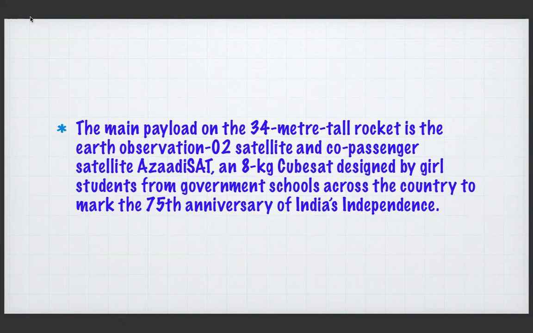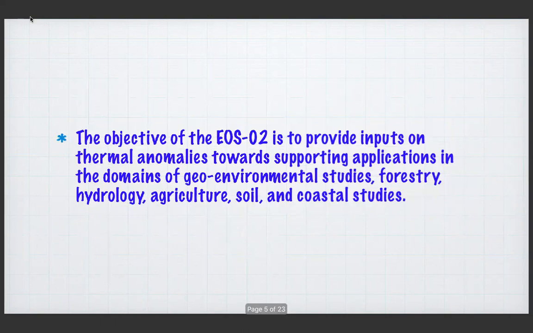In the context of Azadi Ka Amrit Mahotsav, the satellite called Azadi Sat is an 8 kg CubeSat designed by girl students from government schools across the country to mark the 75th anniversary of India's independence. The objective of EOS, Earth Observation Satellite 02, is to provide inputs on thermal anomalies towards supporting applications in the domain of geo-environmental studies, forestry, hydrology, agriculture, soil, and coastal studies. This can be the most important area from your examination point of view also.